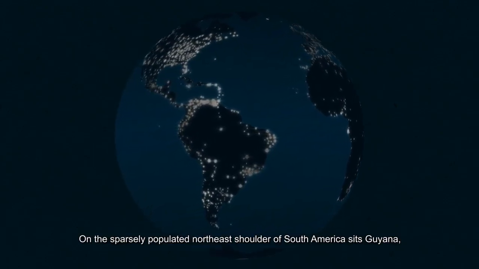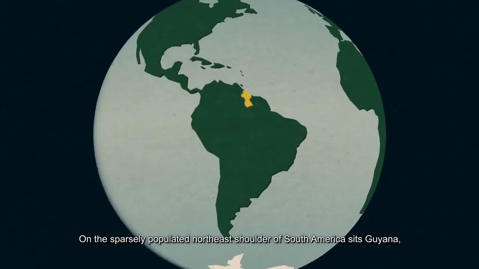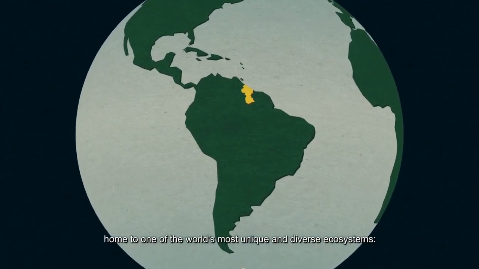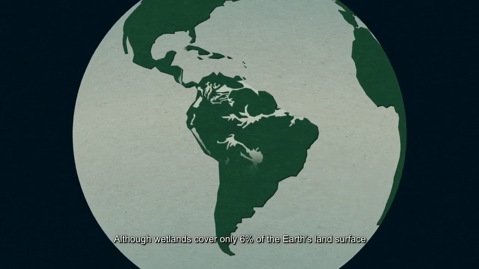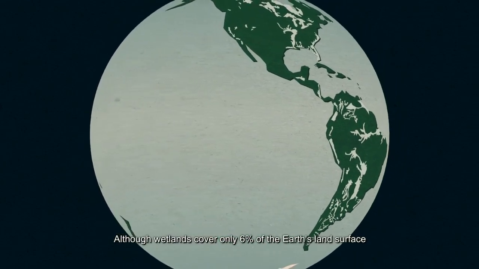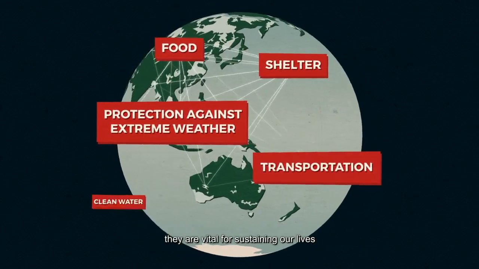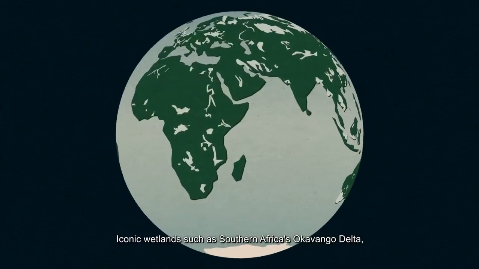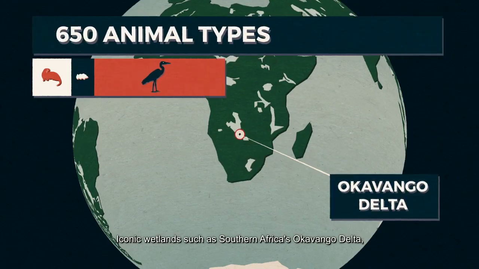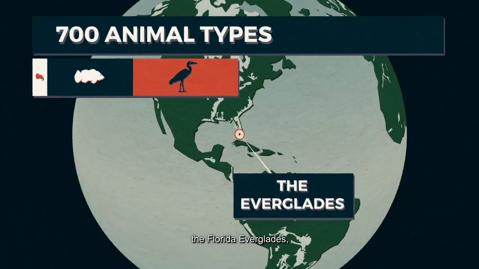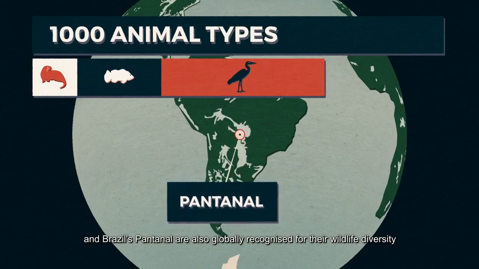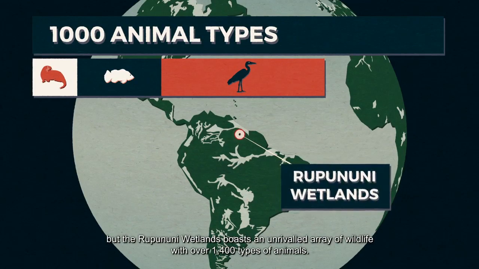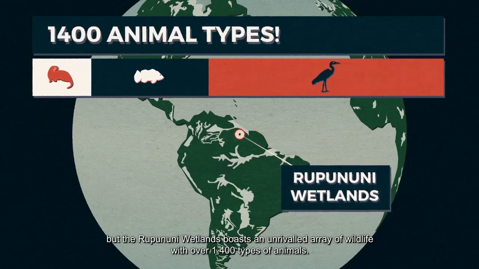On the sparsely populated northeast shoulder of South America sits Guyana, home to one of the world's most unique and diverse ecosystems, the Rupununi wetlands. Although wetlands cover only 6% of the Earth's land surface, they are vital for sustaining our lives. Iconic wetlands such as Southern Africa's Okavango Delta, the Florida Everglades, and Brazil's Pantanal are also globally recognized for their wildlife diversity, but the Rupununi wetlands boast an unrivaled array of wildlife with over 1,400 types of animals.